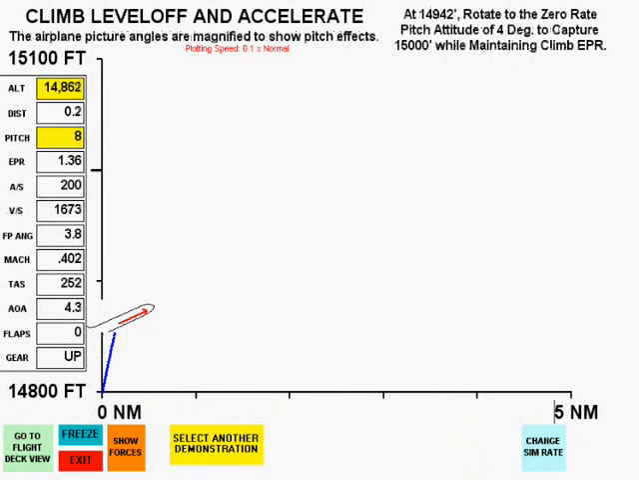We are initially climbing at 200 knots with a pitch attitude of 8 degrees and an EPR setting of 1.36. The plotting speed has been reduced in order to show the details of the altitude capture. At 14,942 feet, we rotate to the zero rate pitch attitude of 4 degrees in order to capture 15,000 feet while maintaining climb EPR.